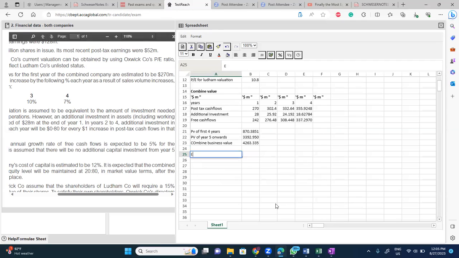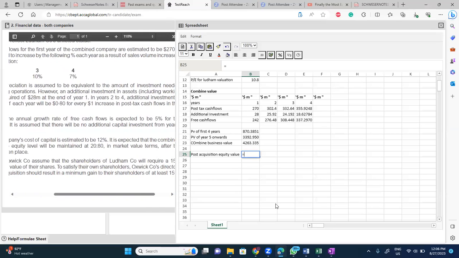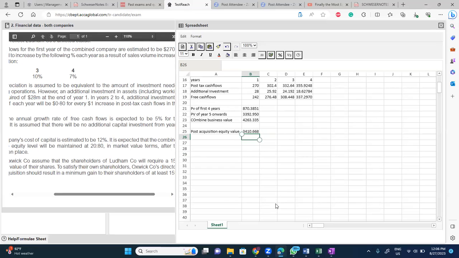I need equity value, post acquisition equity value. Remember, it is written post acquisition debt is 20%, equity is 80%. So equity is 80%. 3410. Okay, 3410. So now calculate the total synergy.